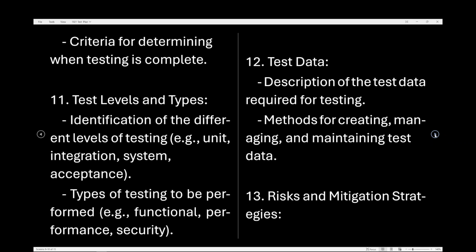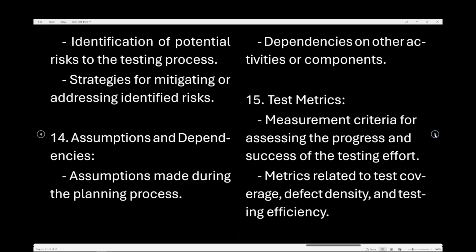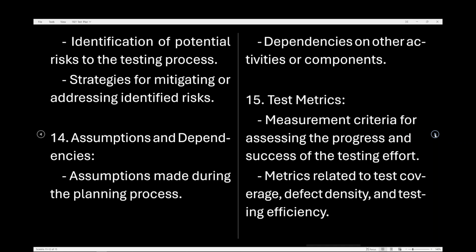Test levels and types: identification of the different levels of testing, for example, unit, integration, system, acceptance, types of testing to be performed, for example, functional, performance, security. Test data: description of the test data required for testing, methods for creating, managing, and maintaining test data. Risks and mitigation strategies: identification of potential risks to the testing process, strategies for mitigating and addressing identified risks.